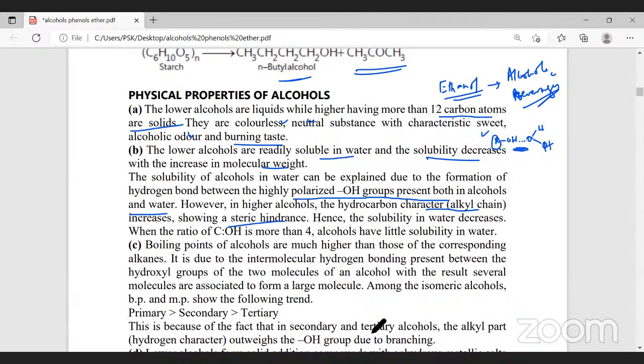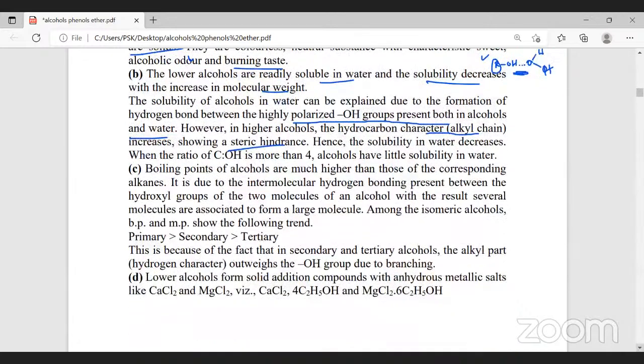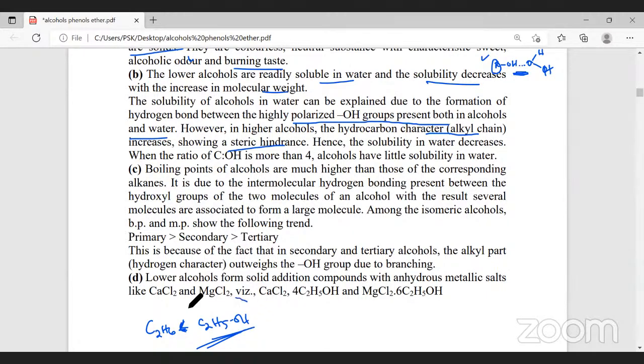The third point is that the boiling points of alcohols are much higher than those of corresponding alkanes. Meaning, if you take ethane, C2H6, and if you take ethanol, C2H5OH, the boiling point of ethanol will be very high compared to ethane. Or we can say the boiling point of ethane is very, very low compared to alcohol. That's what it means. This is due to intermolecular hydrogen bonding. This forms intermolecular hydrogen bonding. Therefore, the boiling point is high. And this you note down.